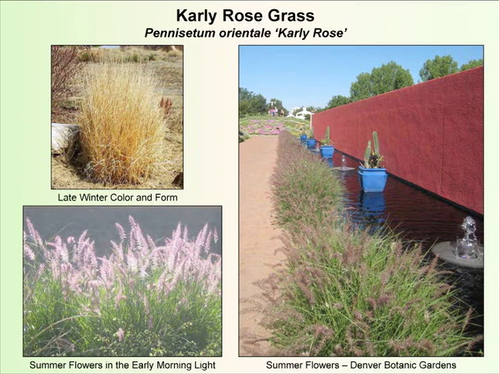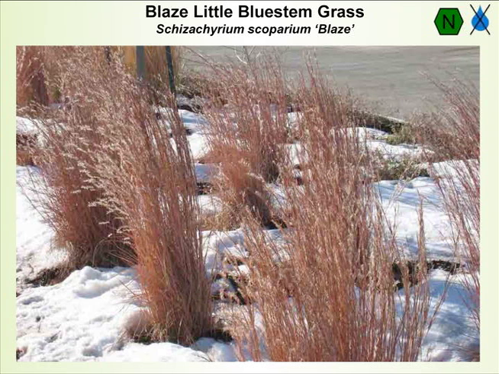This is a warm season grass. And this is another one of our natives, very drought tolerant, very heat tolerant. This is one of our little blue stems. This is Blaze, and it maintains that red color through the winter time.